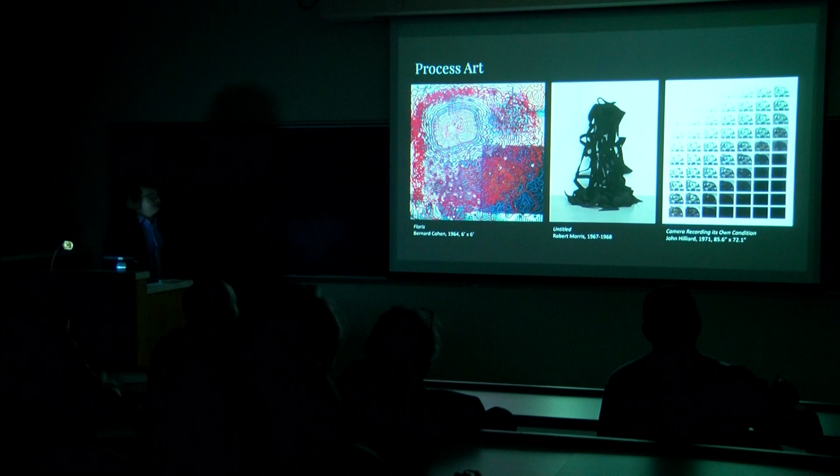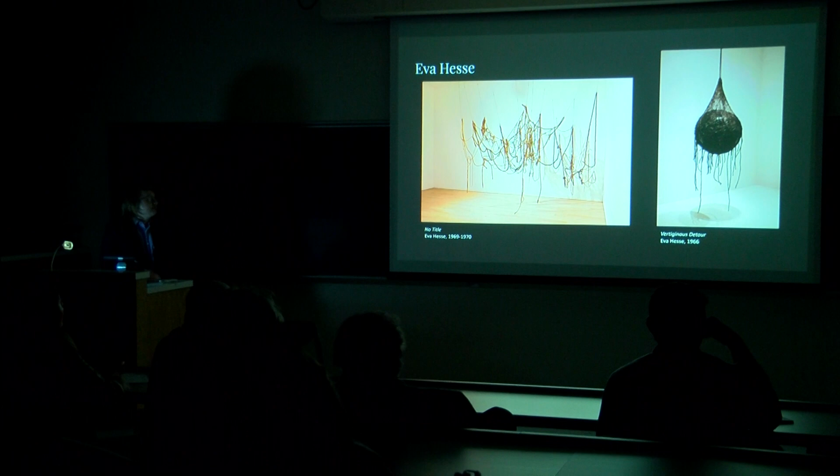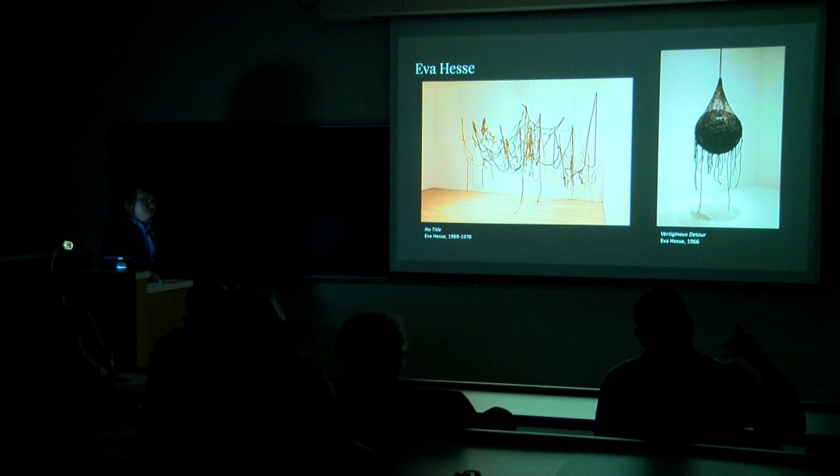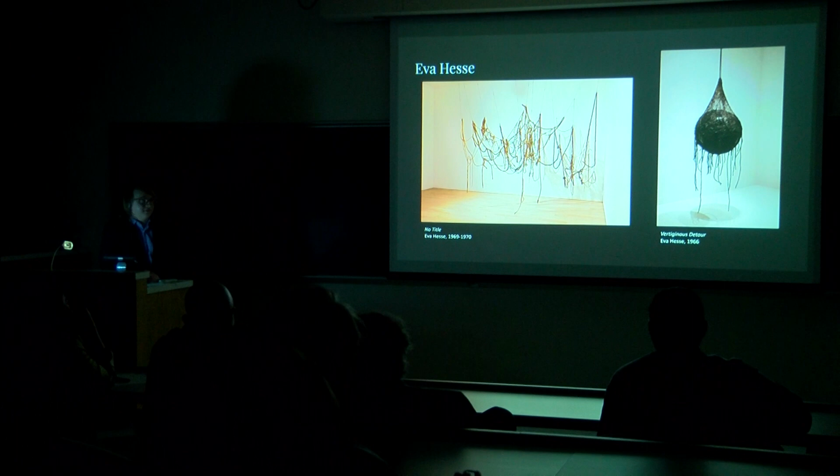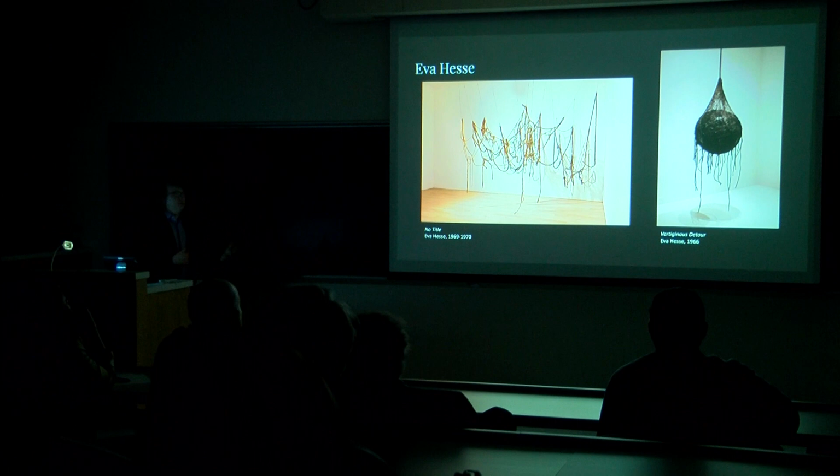And easily the most influential process artist on myself is Eva Hesse, who was a Jewish woman who was born in Germany in the 30s, whose family escaped to the United States when she was young. And she died tragically young at the age of 34 from a brain tumor. But in her short time creating art, she made this body of work that was very heavily built around play and creating in the moment.